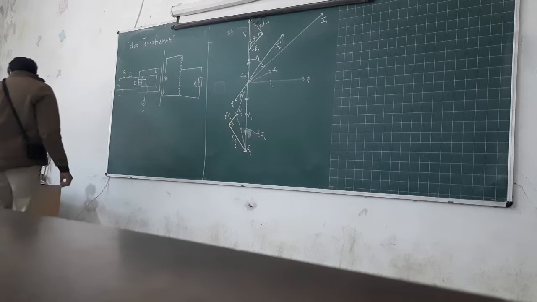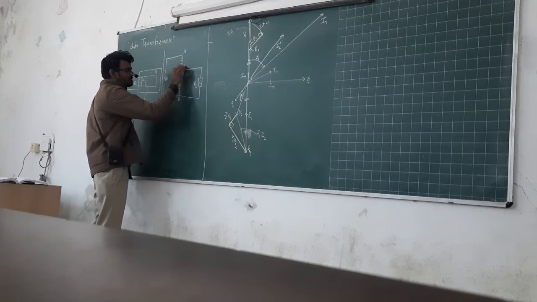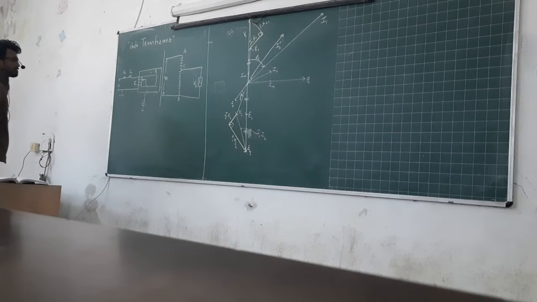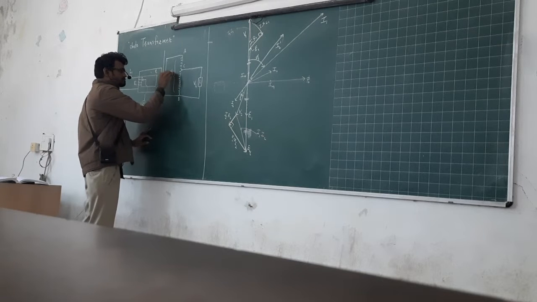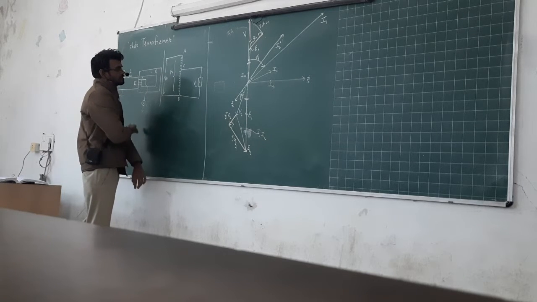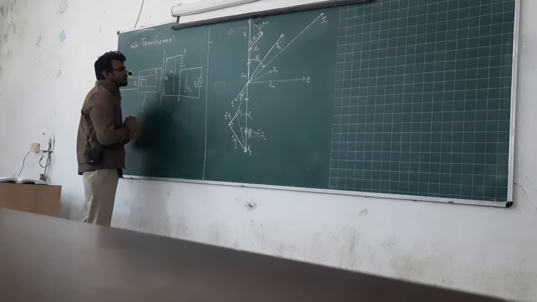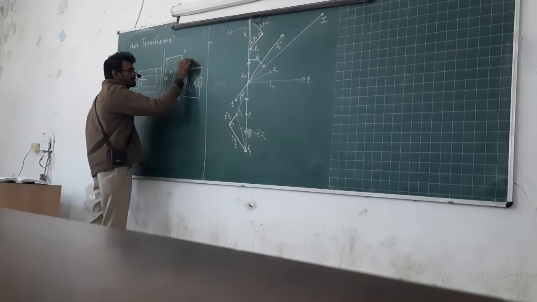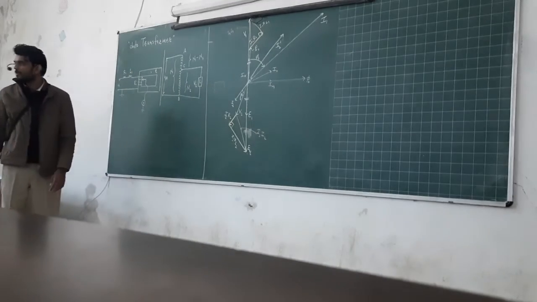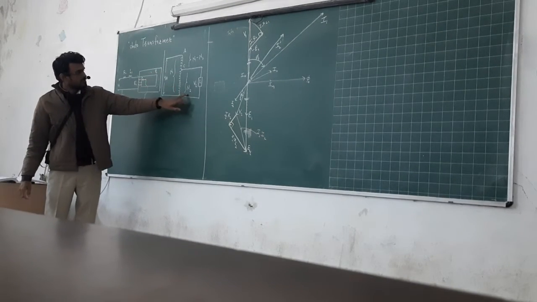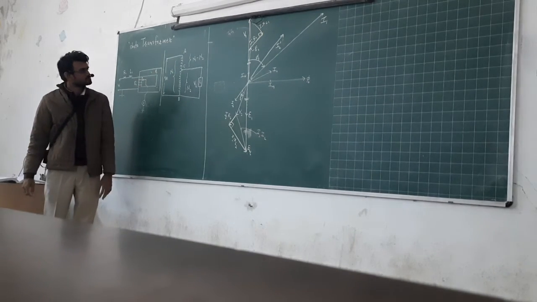So if I want to mark it, then I will mark something like A, B, and C here. What are the turns on AB? That will be N1. What are the turns on BC? That will be called N2. And what are the remaining turns between AC? That will be N1 minus N2. N1 turns, N2 turns, and N1 minus N2 are the final remaining turns.